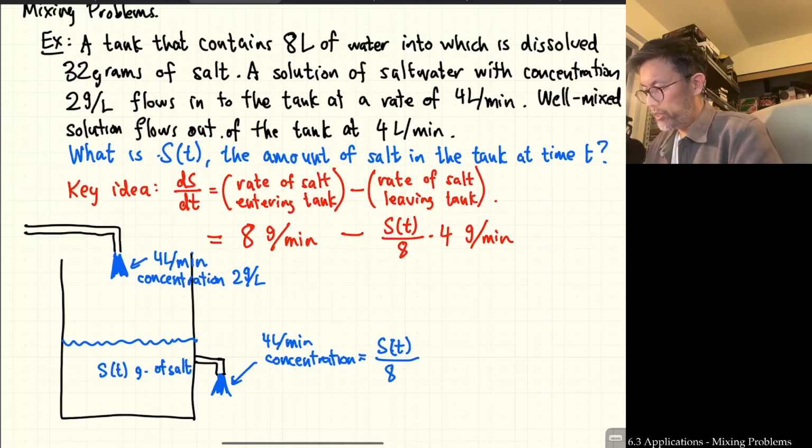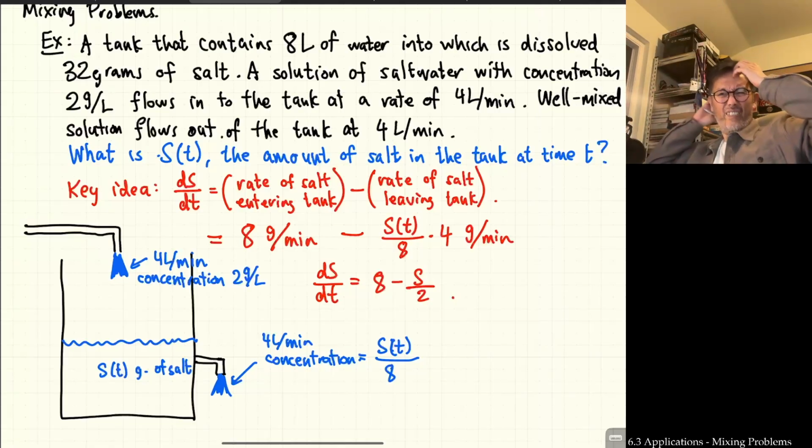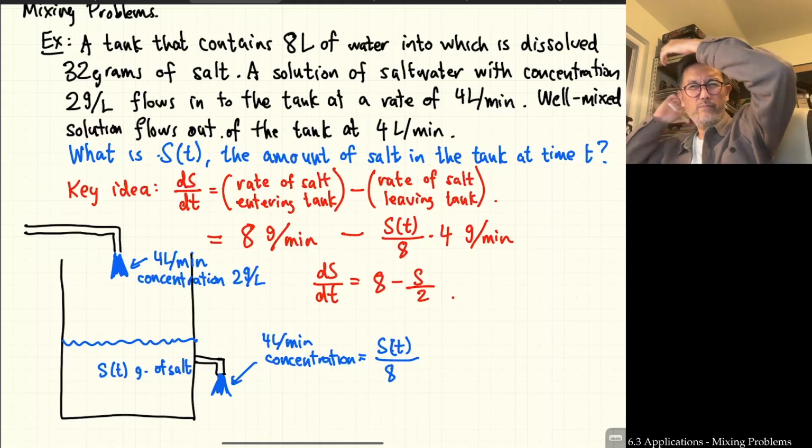So massaging this, we get the equation. Let me write it down here in the end. dS/dt, and I'll suppress units for real now, equals 8 minus S divided by 2. That's my differential equation.